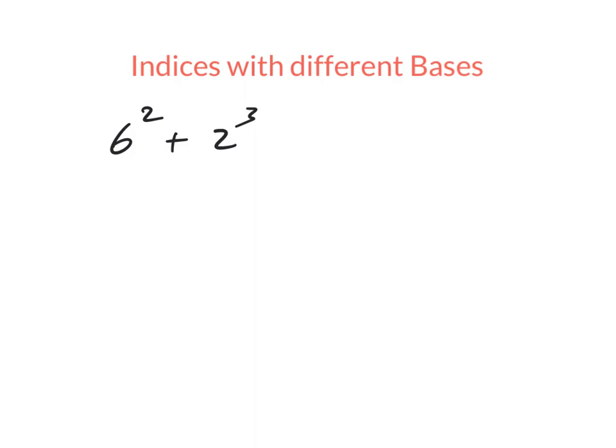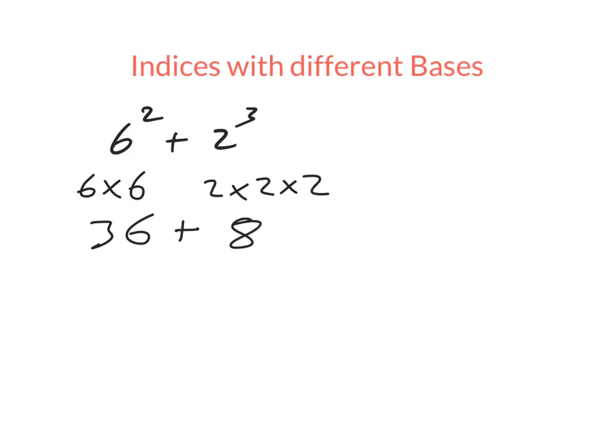In this case, we're asked to do a calculation with two indices that have different bases. So it's important that we work each of the indices out independently before doing the calculation, in this case addition. So 6 squared, remember, means 6 times 6, and that's going to give us 36. And to that, we need to add 2 times 2 times 2, which is 8. 36 plus 8 is 44.